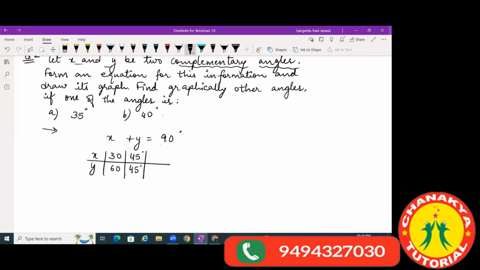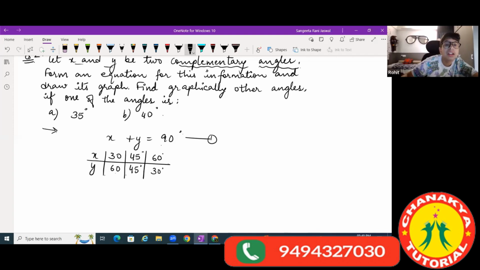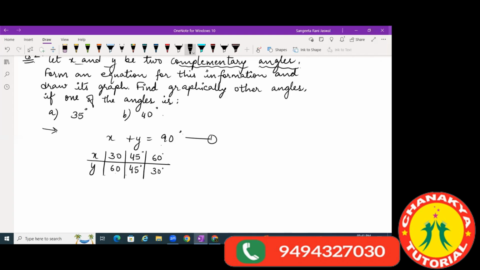I have to take 3 points to plot a graph. Are you understanding? This is the equation I have. In the same way, if I take x as 60 degrees, my y will be 30 degrees, because 60 plus 30 will be 90. Ma'am, then what about the 35 degrees and 40 degrees? I have just randomly taken 3 points. You can take any points, as we take 1, 0, 1, 2, 3, any points.